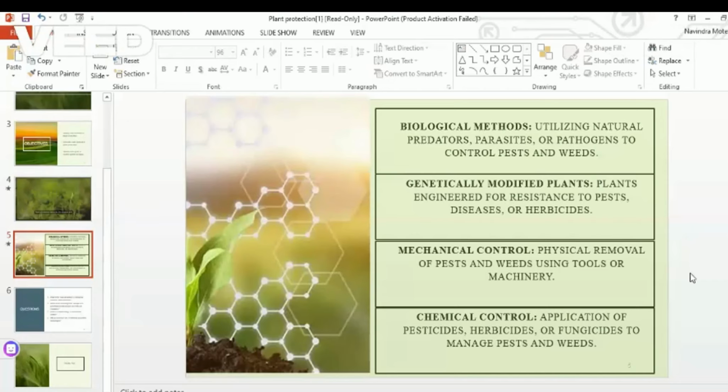So the next one is genetically modified plants. Plants engineered for resistance to pests, disease, or herbicide. Miss, I think this is where the scientists create plants that would resist the attacks of pests and diseases. They won't die so easily, or they would fight off any infections or anything that may want to harm them.